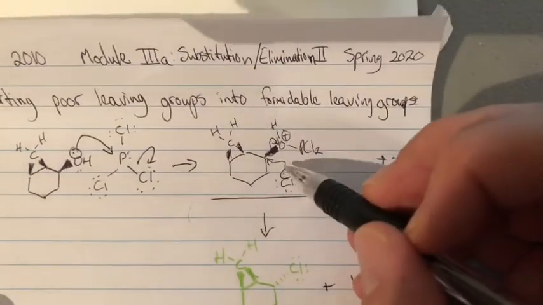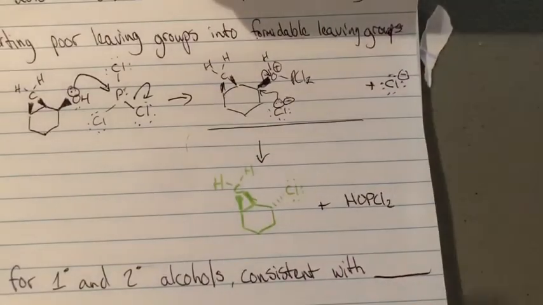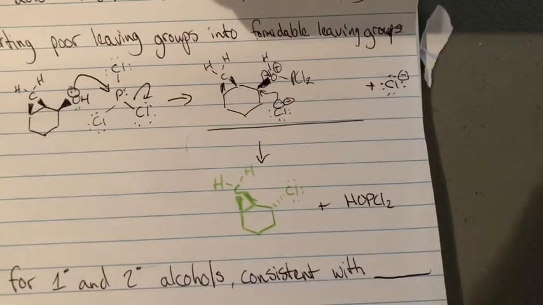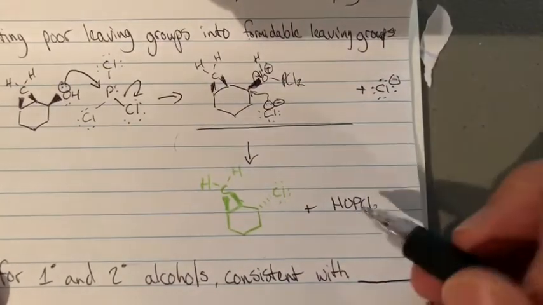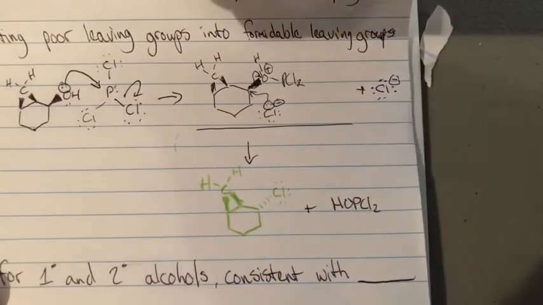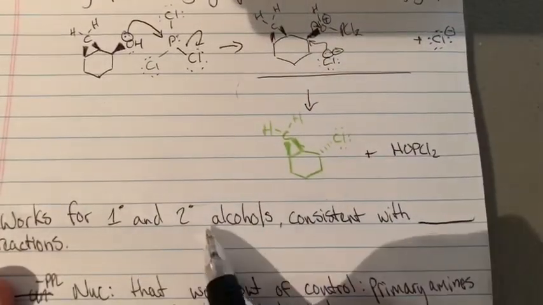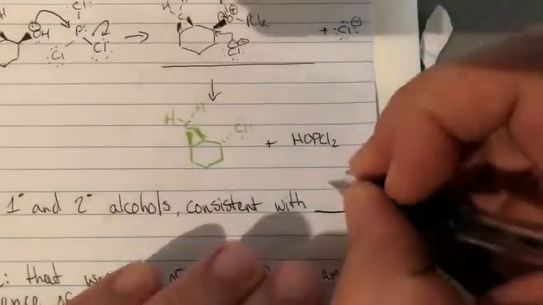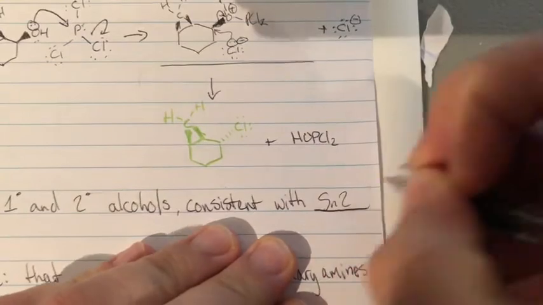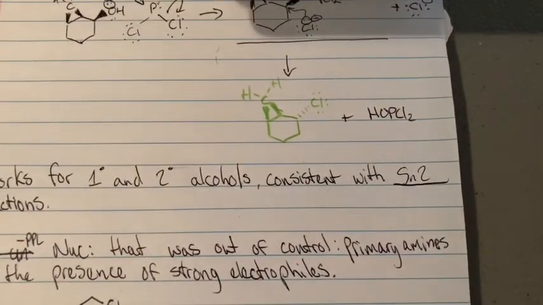Okay, so now that we have that substitution, we see that we have an inverted stereochemistry, so that should indicate that it's an SN2 reaction. And of course, on the side, you have your leaving group that's just now a neutral species and more stable. Okay, so this works for primary and secondary alcohols consistent with bimolecular SN2 reactions, so SN2 bimolecular substitutions.